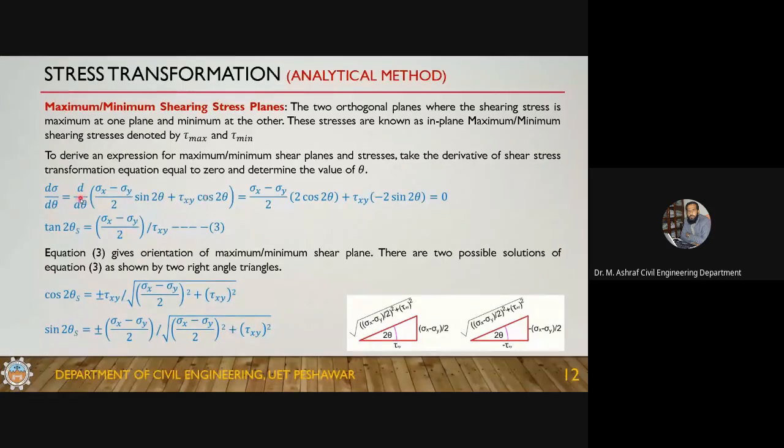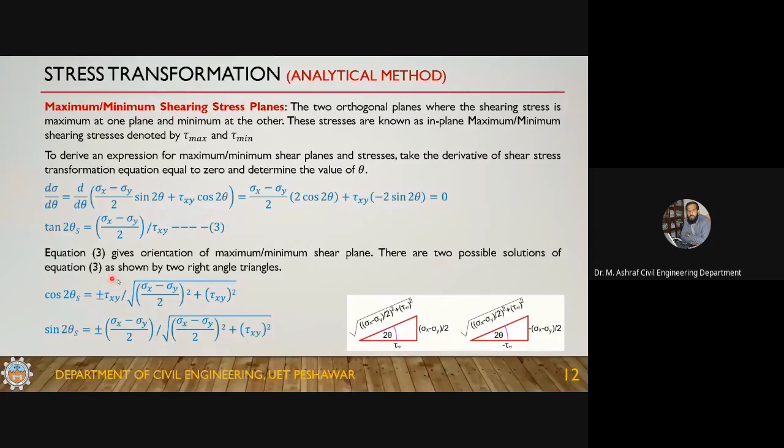But here I am taking the derivative of equation 2, or the equivalent of equation 2. So this is the shear stress equation. Take the derivative, make it equal to 0 and get an expression. So this will give you tangent of 2 theta s. The previous one was tangent of 2 theta n, and that was minus tau xy divided by sigma x minus sigma y by 2, and here it is sigma x minus sigma y by 2 divided by tau xy. So this is the expression for the maximum or minimum shearing stress plane. Equation 3 gives the orientation of this plane.